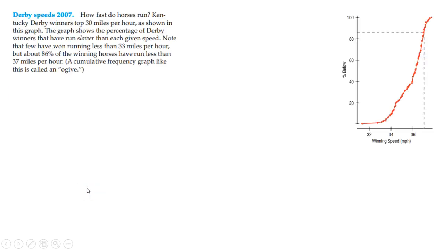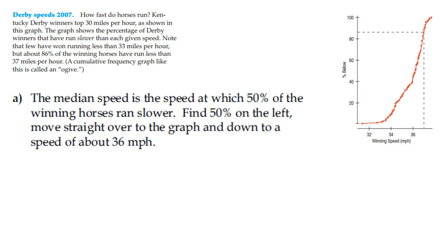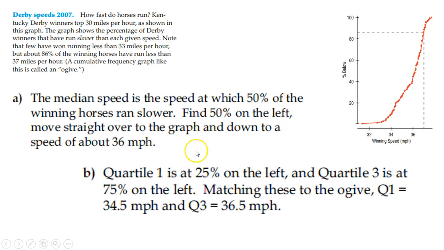So here's what we got. The problem sounds wordy, sounds more difficult than it is. The median speed is the speed at which 50% of the winning horses ran slower. So I have to find about 50%, and these are the percents. I pull over here, and as I do that, going down to speed, it's about 36. So if that's where about 50%, or the median, is, then we know that the median is about 36. That's about the middle.